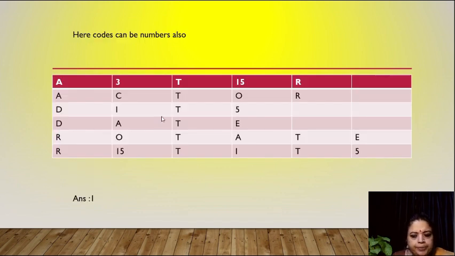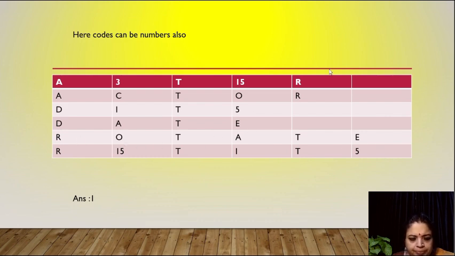The pattern is the same. Represent this in a table format, and you represent that many columns because the options given may not have the total number, and the final question may be having a larger number of columns. So based on that, you represent the table. So here A, 3, T, 15, R is represented as A, C, T, O and R, and DIT 5 is represented as DATE. Then from that you have to find out for ROTATE what is the answer.